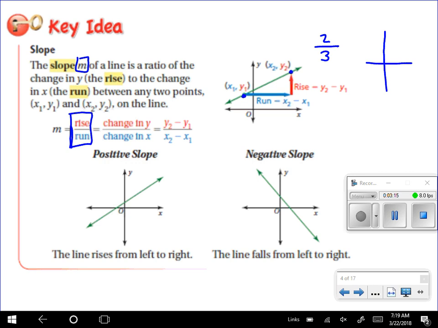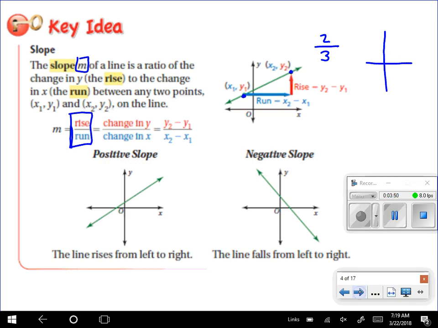We have two types of slope. We have positive slope, so make sure you have this in your notes. The line that rises from left to right. So here's the left side, and it's going up from left to right. And then we have negative slope, the line that falls from left to right. So over here is our left side, and it's going down from left to right. This slide is super important. Make sure you have everything on this slide written down. And then we're going to look at some examples.